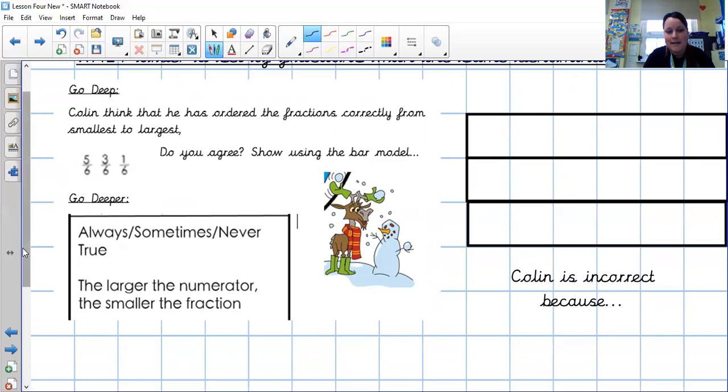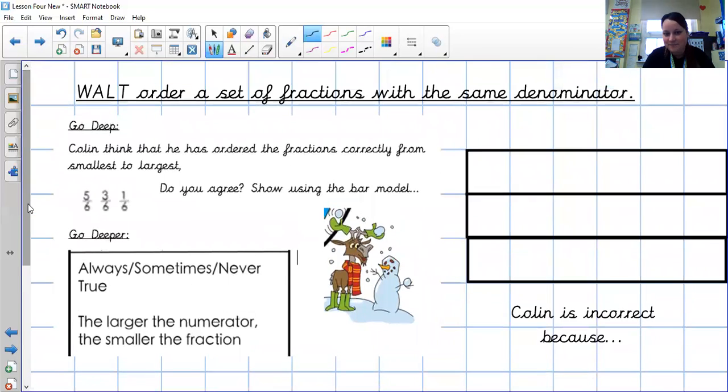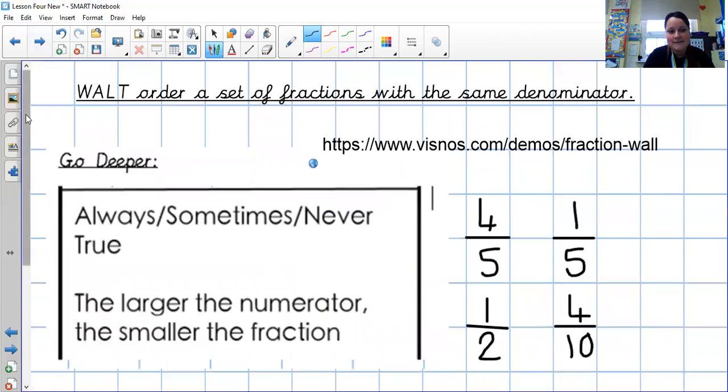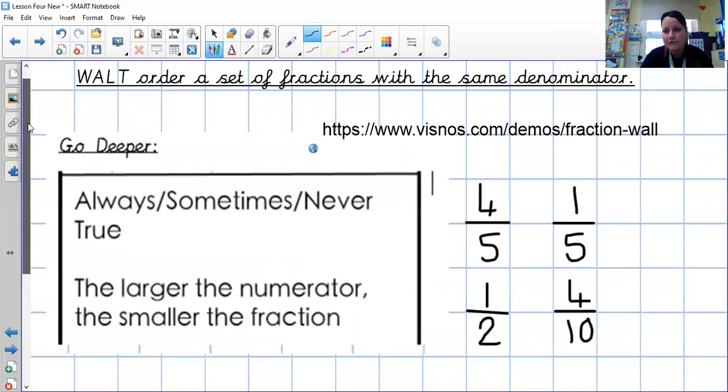So if you want to pause and have a go at those activities now, and then afterwards I will just go through the go deeper for those of you that have had a go. Okay, so the go deeper was a little bit tricky today, so I just wanted to go over it quickly with you, because although we give feedback on Class Dojo, it can be quite hard to explain things in the feedback. So I just thought I'd go over it quickly now.